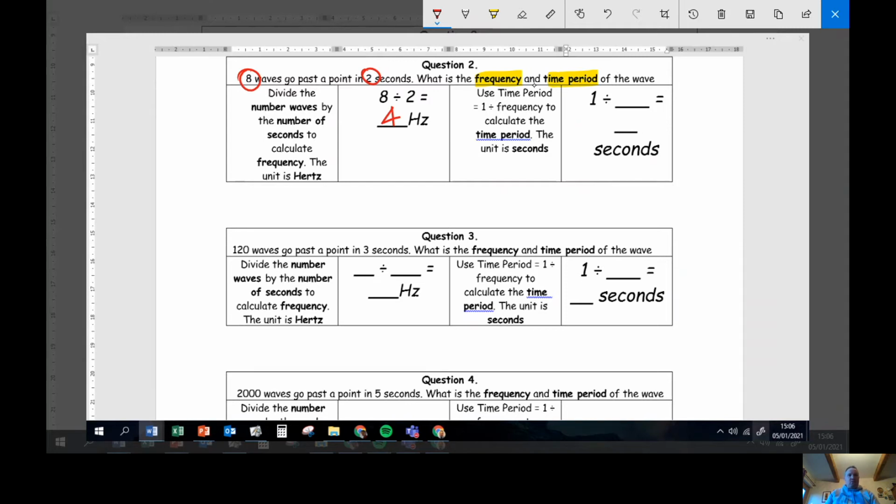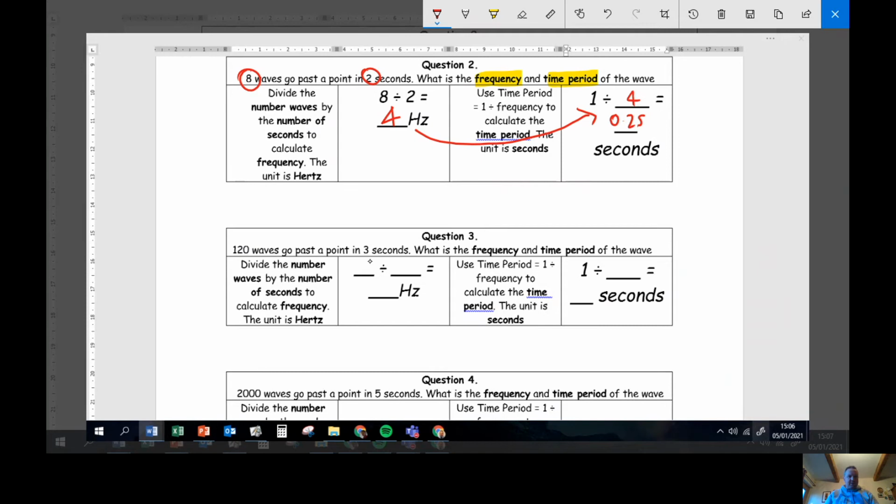Next box, the time period is 1 divided by the frequency. There's my frequency number, it can go in there. 1 divided by 4, and I can put that into my calculator. 1 divided by 4 is 0.25 seconds. First box, I worked out the frequency. Second box, I worked out the time period. Let's have a look at another example. Example number 3 here.